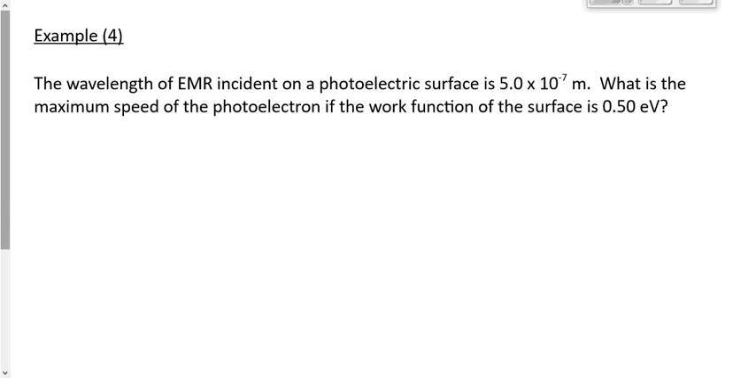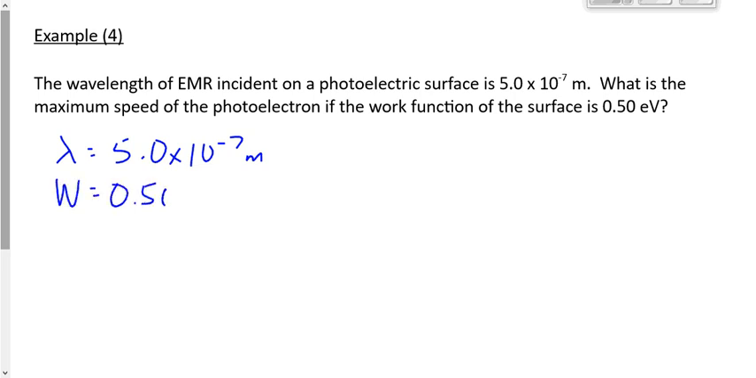This is the wavelength of the photon. Maybe it's above, maybe it's below, I don't know. This is the wavelength of the photon that strikes the surface. What's the maximum speed of the photoelectron if the work function is 0.50 eV?